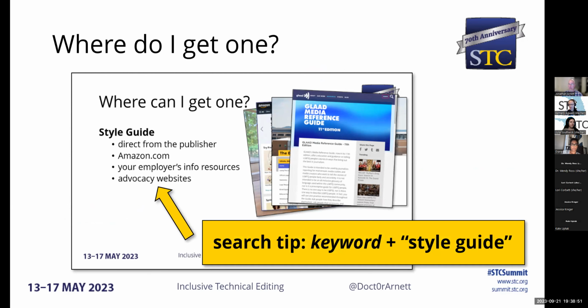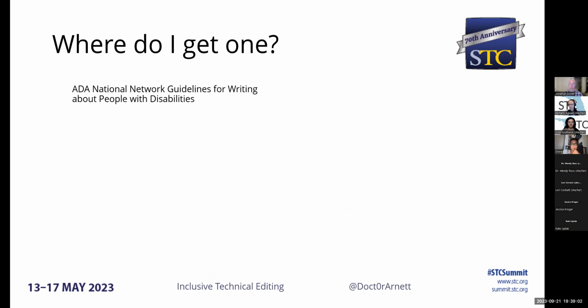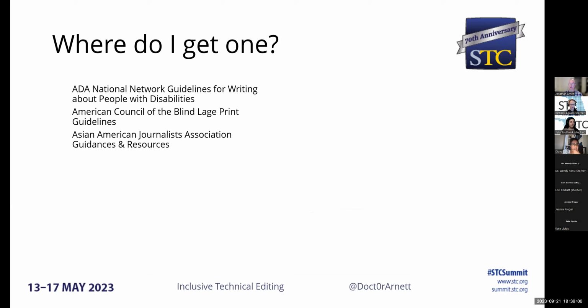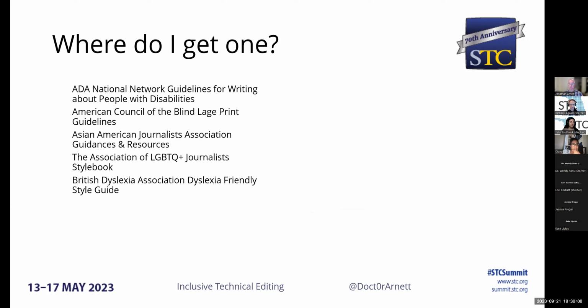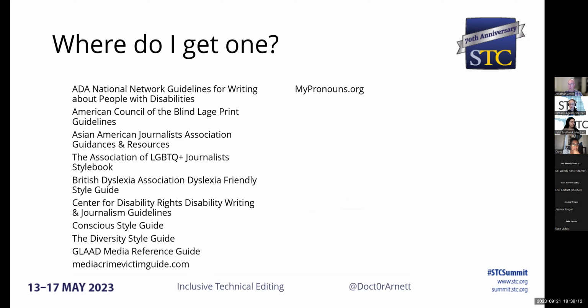So some of these things, by the way, one of the easy ways to find it, get a keyword and type in style guide. This is what I did. I did a Google search and I came up with all sorts of really cool ones. For example, there is about disabilities, Council of the Blind, Asian American journalists, LGBTQ journalists, Dyslexia Association, disability rights. It goes on.